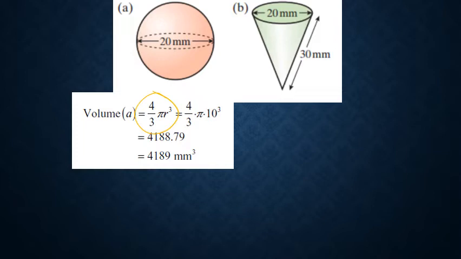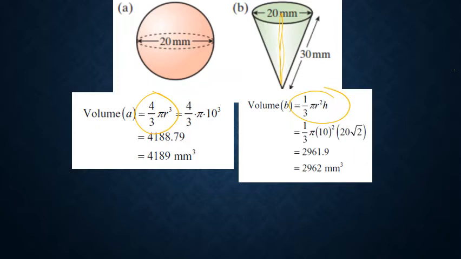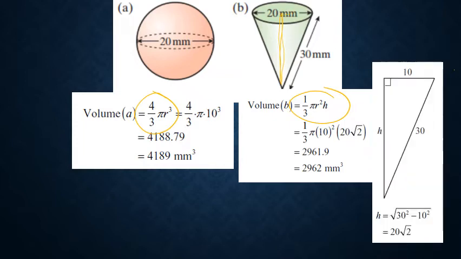For part B, you've got a cone. And what's really important here is that you're not given the vertical height, okay? And you need the vertical height in order to sub into the formula for the volume. So before you work out the volume, you're going to need to work out what that vertical height is. So if you have a look at that kind of triangle or slice, you've got your radius of 10, the slant of 30, and using Pythagoras theorem you can work out that the height would be 20√2. So subbing in to the formula your radius of 10 and your vertical height of 20√2, you get that your volume is 2,961.9, which rounds to 2,962 millimeters cubed. Crucially important there that you do not use the slant height, you have to use the vertical height.